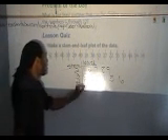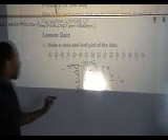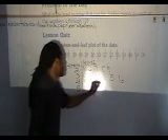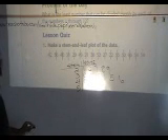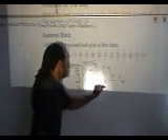Now the 40s. 40. We have a 40. 42. 46. 46. 49. And that's it. And the 50 stem, 52.